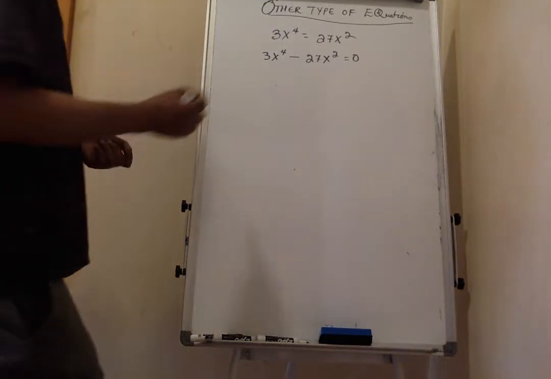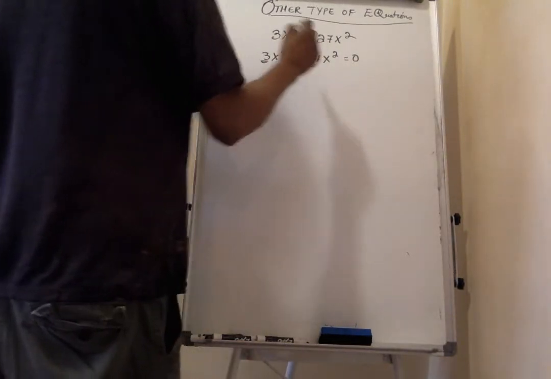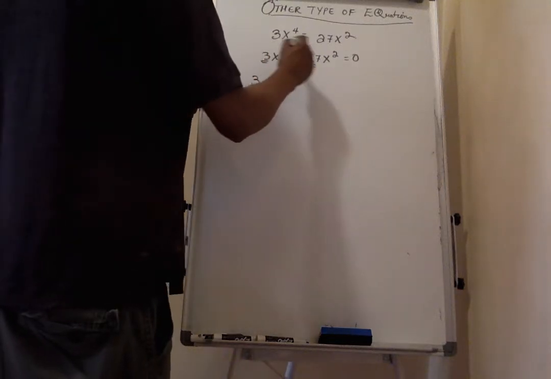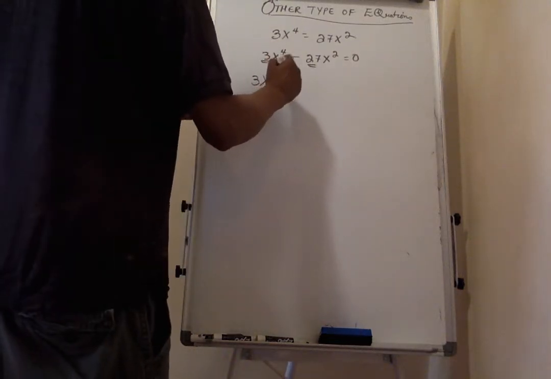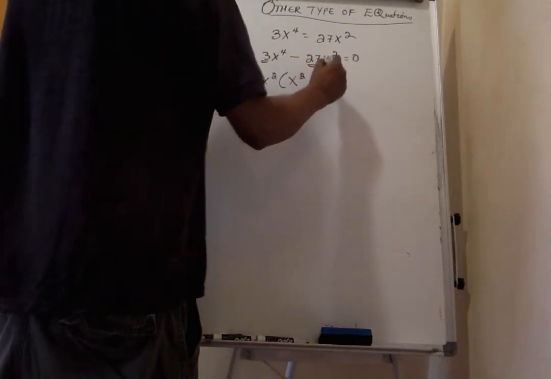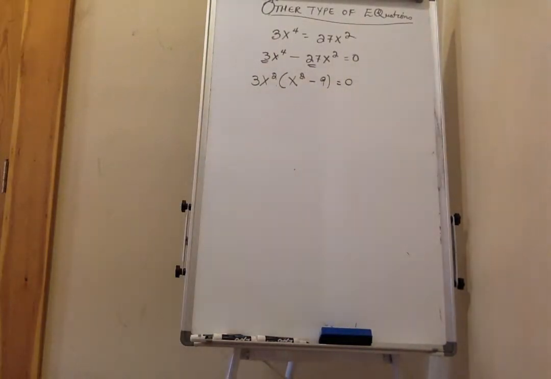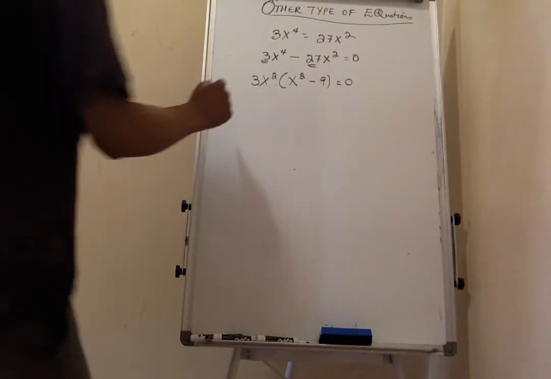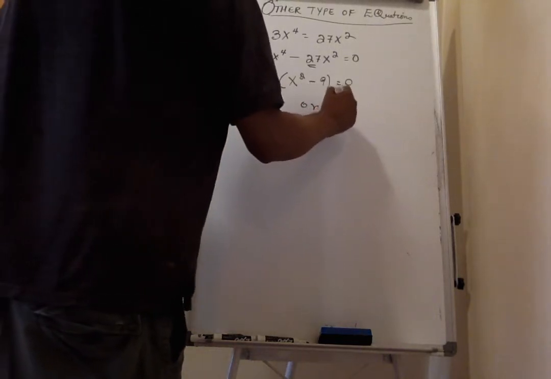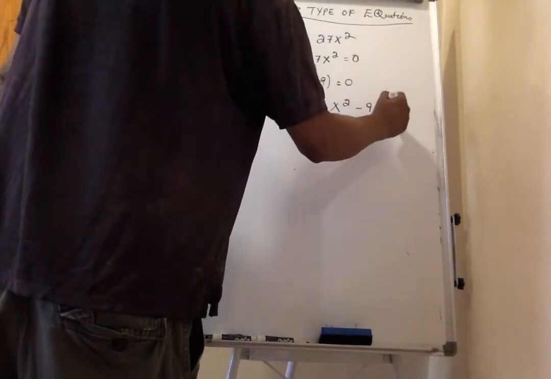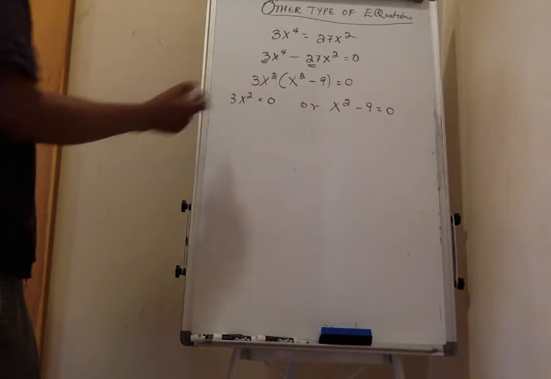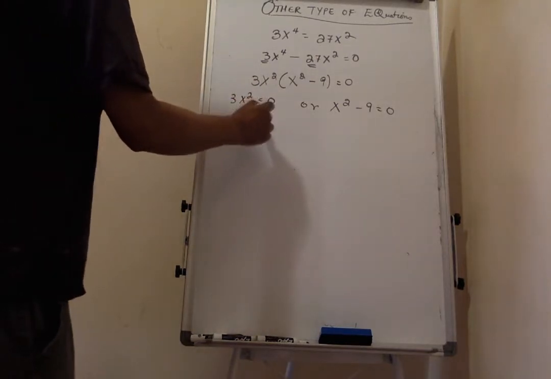By now you are an expert. Find the greatest common factor between 3 and 27. It is 3. Between x to the 4th and x squared is x squared. And what is left is x squared minus 9 is equal to 0. Now what this means is either 3x squared is equal to 0 or x squared minus 9 is equal to 0.